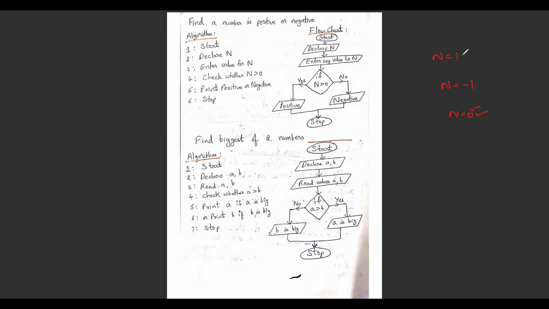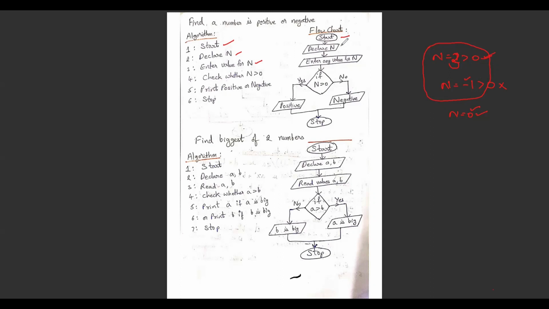My program is all about finding whether a given number is positive or negative. Start, then you declare the variable and enter the value for n. You check the condition: if the number is greater than 0 — 1 is greater than 0, 2 is also greater than 0, 3 is also greater than 0 — you print it as positive. If the number is not greater than 0, for example -1 greater than 0, that is wrong, since -1 is less than 0. So this is negative. Only if the number is greater than 0 will it print positive.